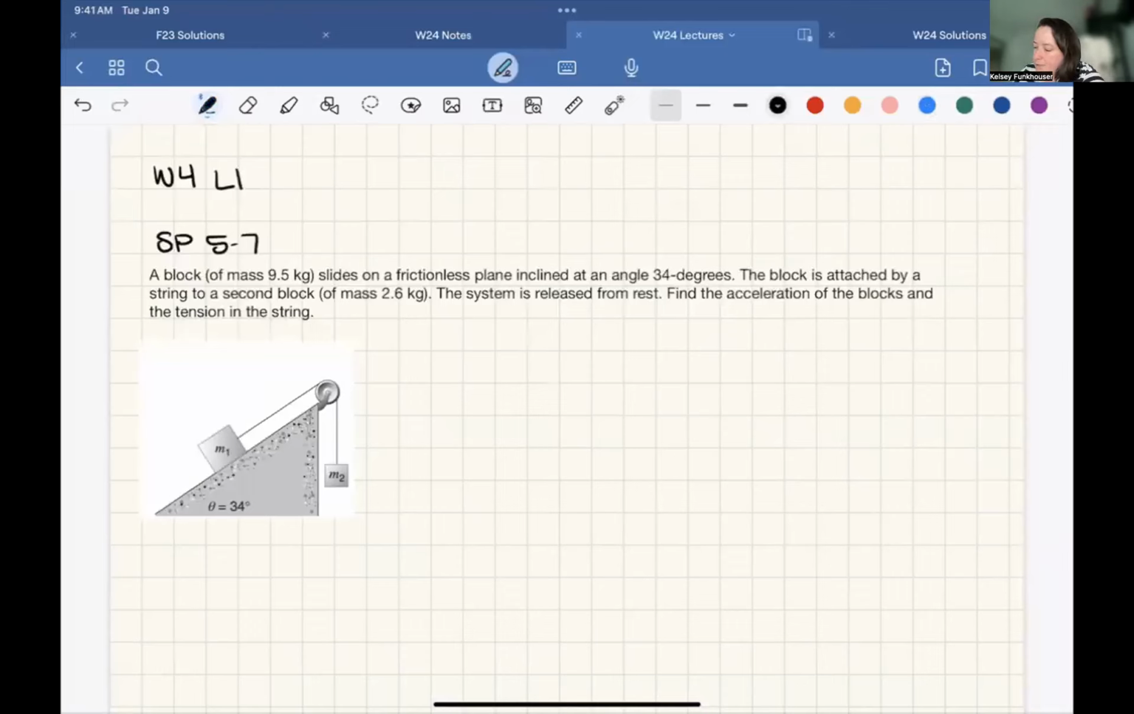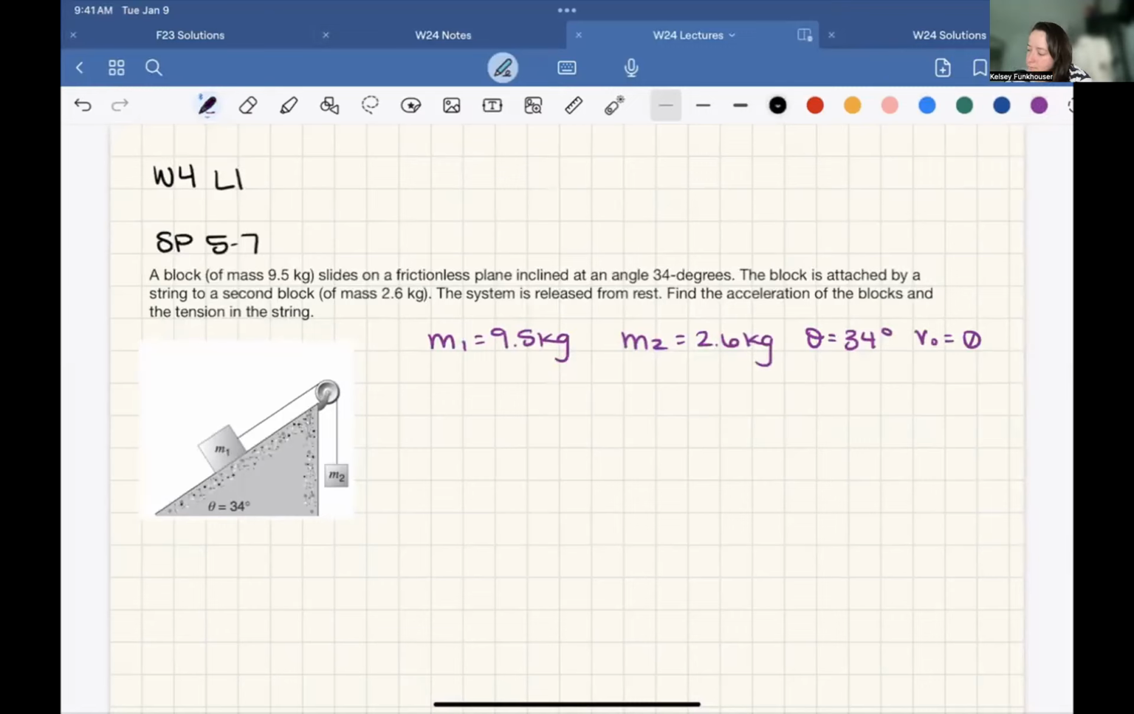So let's just start with our free body diagrams. When there's forces involved, it's always a good place to start. You could also just list your knowns and unknowns. Actually, we can do that really quickly because they didn't give us very much. Mass 1 is 9.5 kilograms, and mass 2 is 2.6 kilograms. The angle, 34 degrees, and the initial velocity for both is 0.